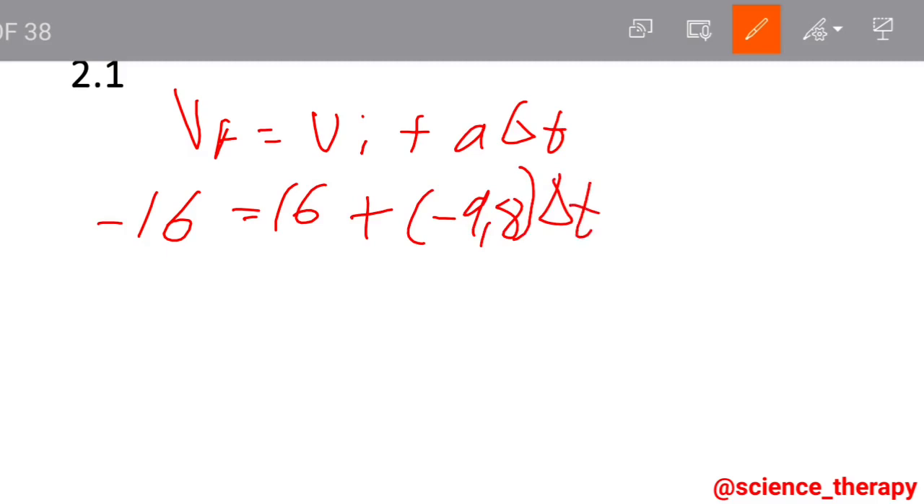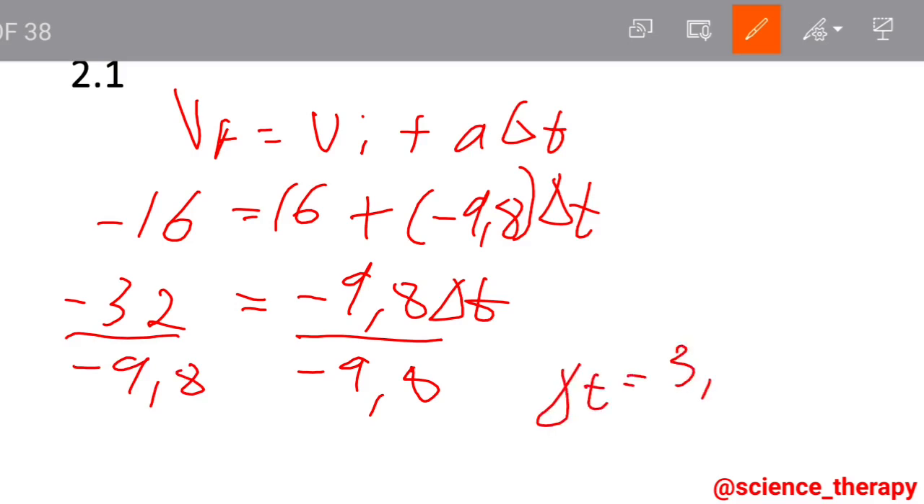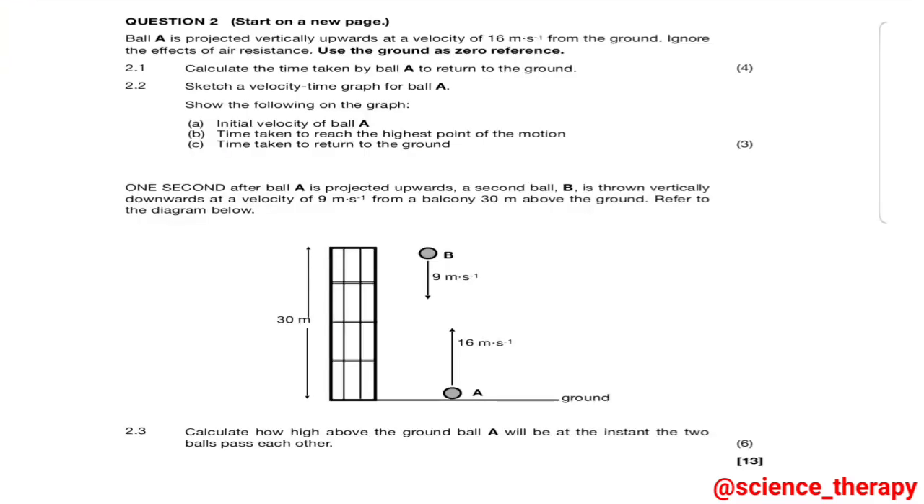Now transposing that 16, it becomes negative 16 minus 16, that's negative 32, and here we are left with negative 9.8 delta t. Now to find our delta t, let's divide both sides by negative 9.8. Now our delta t is 3.27 seconds. Awesome. And that's how you would have your 4 marks in the bag.